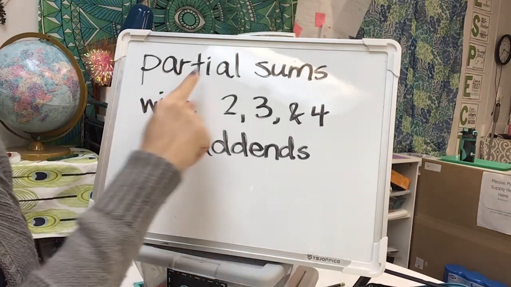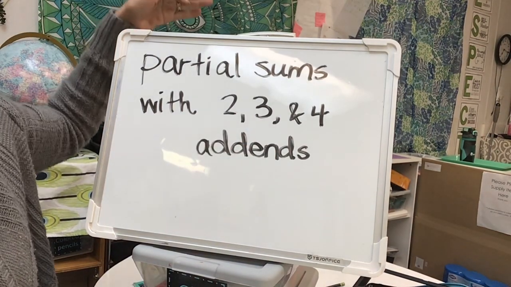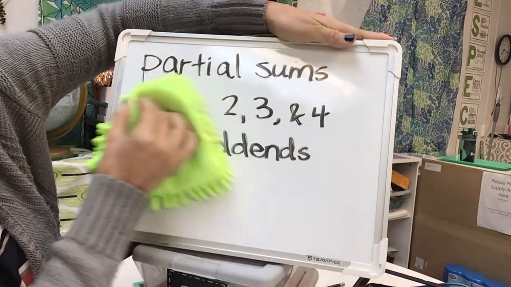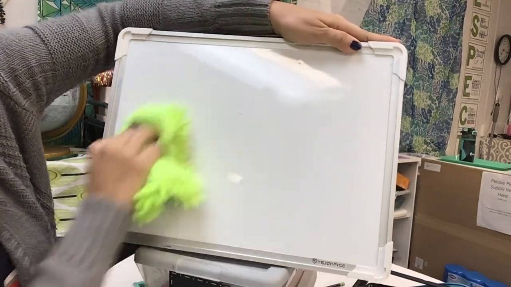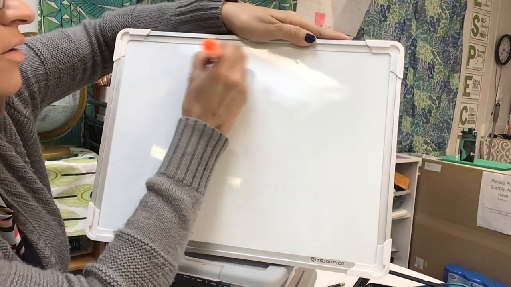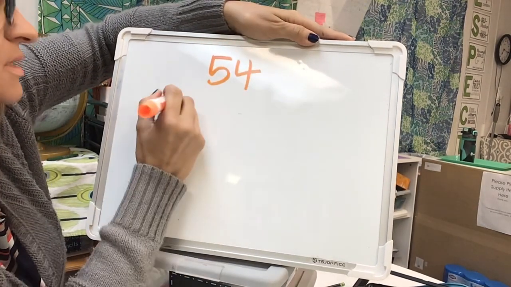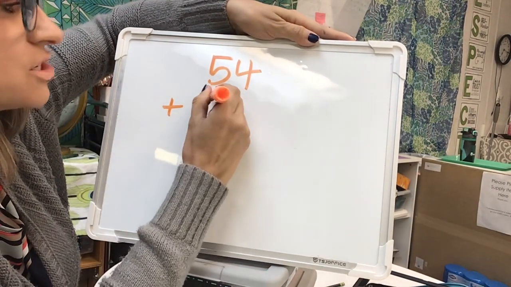We're going to be working on partial sums with 2, 3, and 4 addends. And remember, addends are the numbers that are added. When we're discussing partial sums, they are the parts that get added together. So something that we've already spoken about with partial sums is breaking the numbers, the addends, into tens and ones.